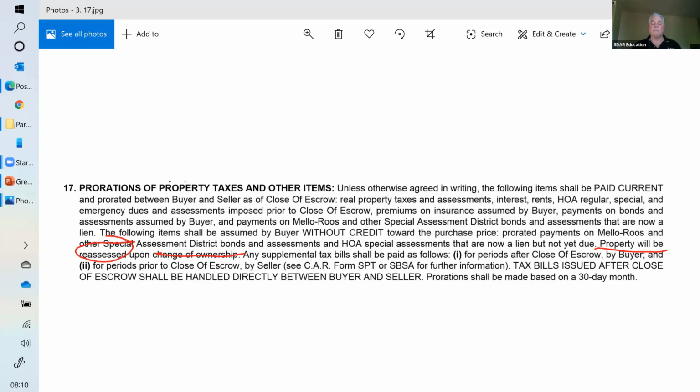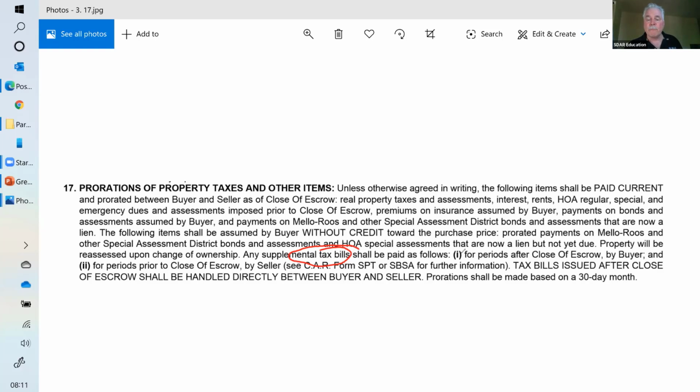So when the buyer assumes ownership of the property, then there will be an assessment. We call that the supplemental tax assessment, and that is a bill that they will get approximately 30 days after the transfer of title from the seller to the buyer. Let's talk about that. We're going to hit a little bit of that. So any supplemental tax bill, which is what we're talking about, shall be paid as follows.